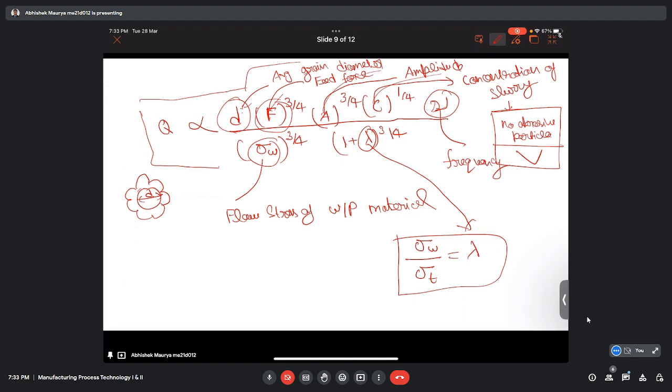So for this formula, if you see, for the material removal rate, here we have feed force to the power 3 by 4. So that is correct.